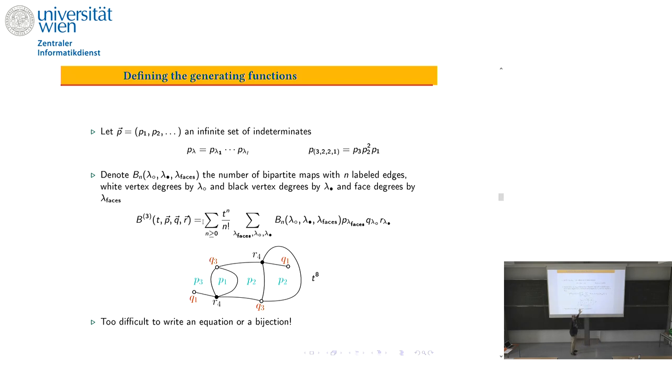And the weight system looks like this. So the p's are for the white faces. So p1 because it has degree one, p2 because it has degree two. Then the q's are for the white vertices. So q1 because it's a white vertex of degree one, q3 because it's a white vertex of degree three. And the r's are for the black vertices. Okay? So that would be the weight associated to that map, with the t to the eight because it has eight edges. Yes?